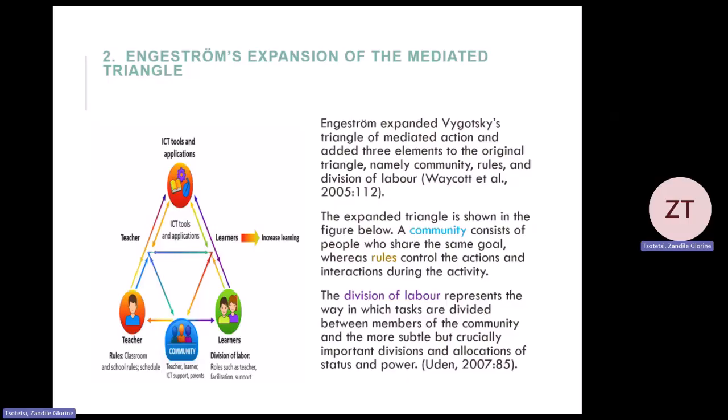The expanded triangle is shown, as you can see. A community consists of people who share the same goal. It can be the teachers, the learners, ICT support, as well as the parents. They are all sharing the same goal of producing good results at the end. And then we have the division of labor, which represents the way in which tasks are divided between members of the community, and the more subtle but crucially important division and allocations of status and power.